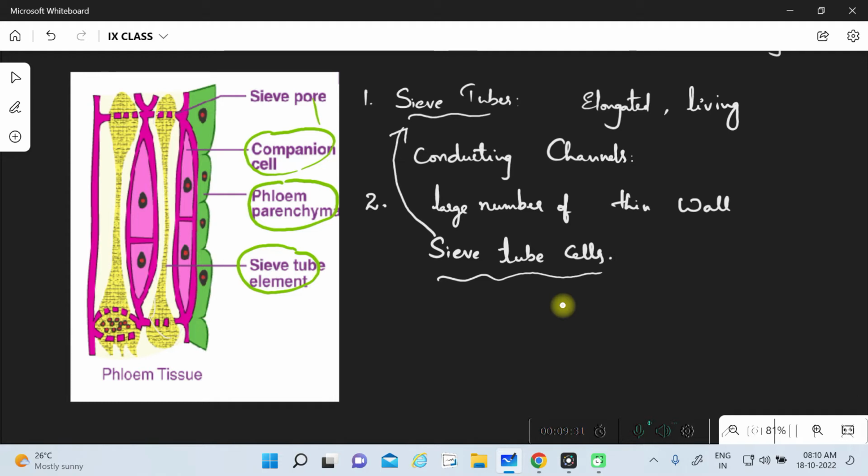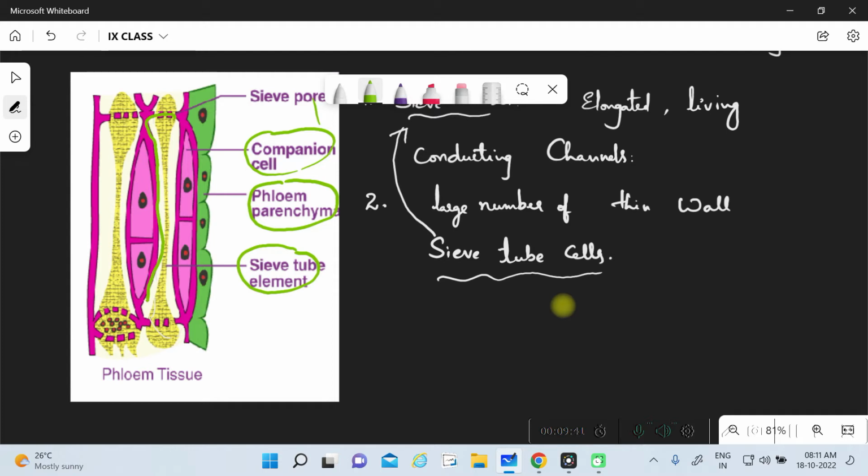You are able to see this demarcation with a green color. So this structure, what I am drawing, is a sieve tube cell. Such small thin sieve tube cells are united end to end.